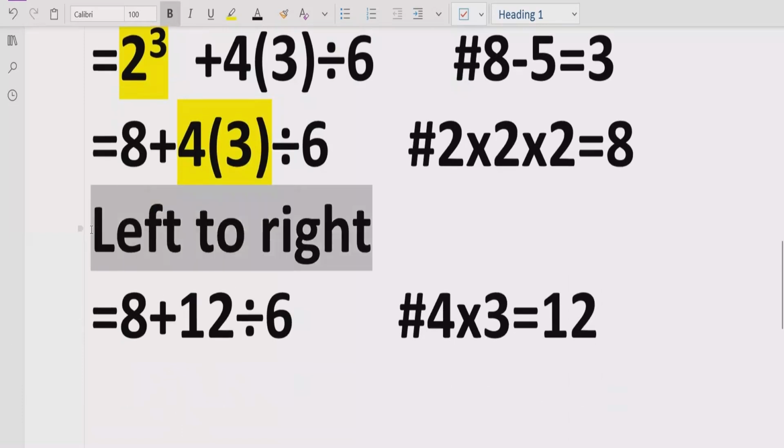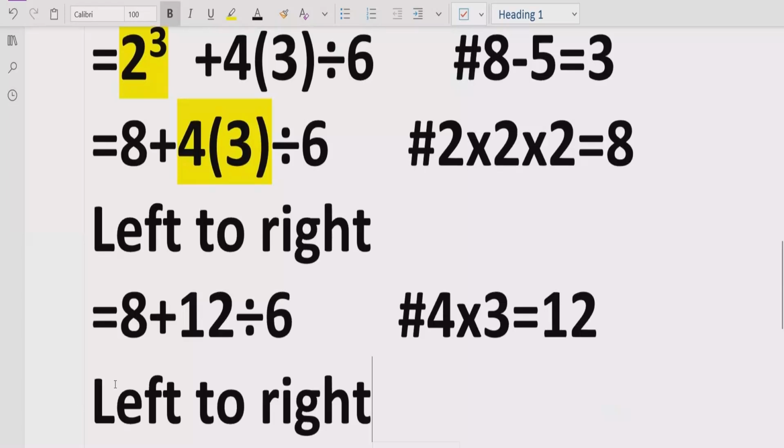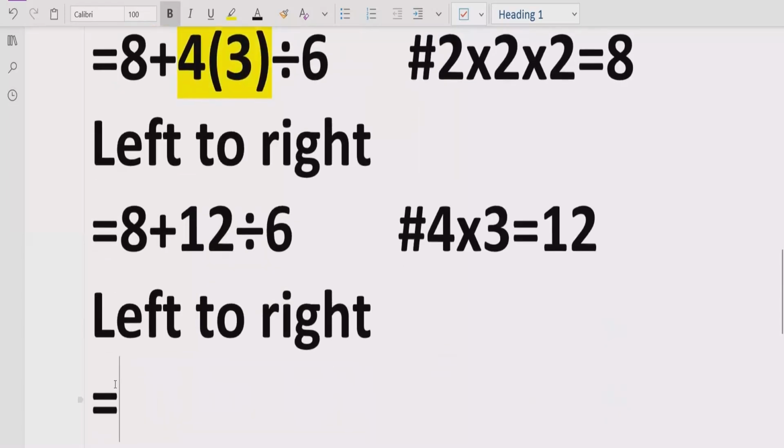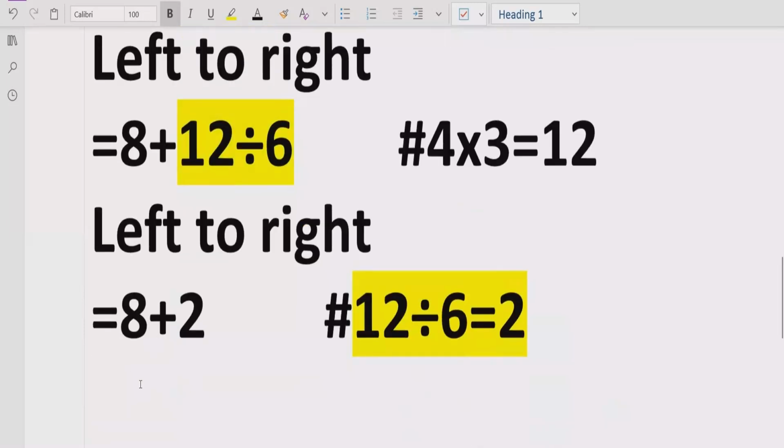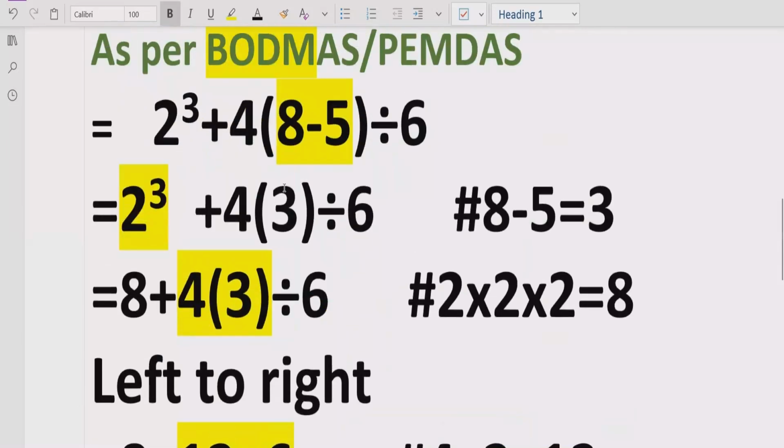Now again we will move forward left to right and find out which is coming next. Now we have to solve this division, which is 12 divided by 6, and here we will give the reference for this one. So 12 divided by 6 equals 2. Now we have two terms which are added to each other. So we will add both of them and get the answer, which is 10. So the answer of the given expression is 10.